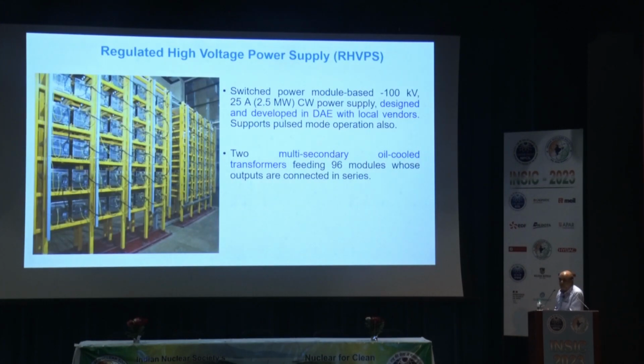Regulated high voltage power supply of 100 kilovolt 25 ampere was developed within DAE and with the local vendors. This is 100 kilovolt 25 ampere power supply, and 96 modules of around 1.5 kV are integrated in series to obtain this. The bigger challenge was to have a less than 1% ripple, which was all achieved in this power supply.